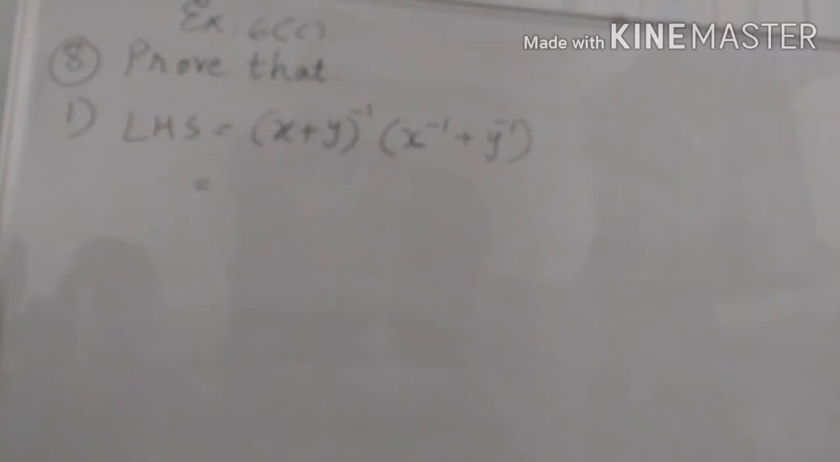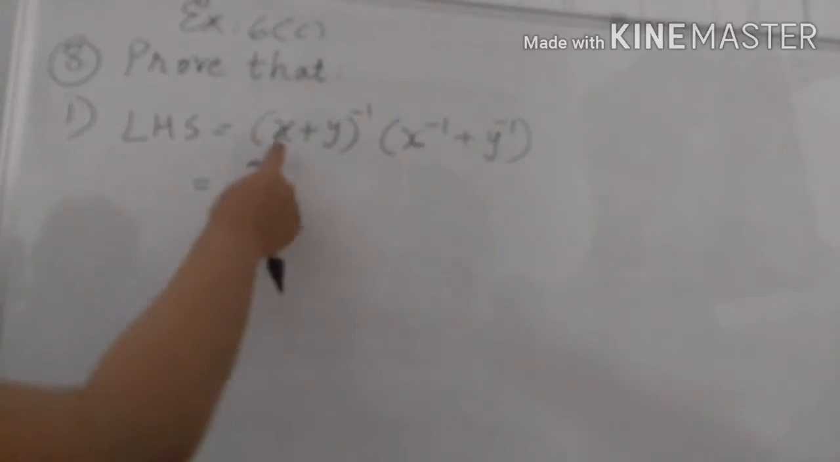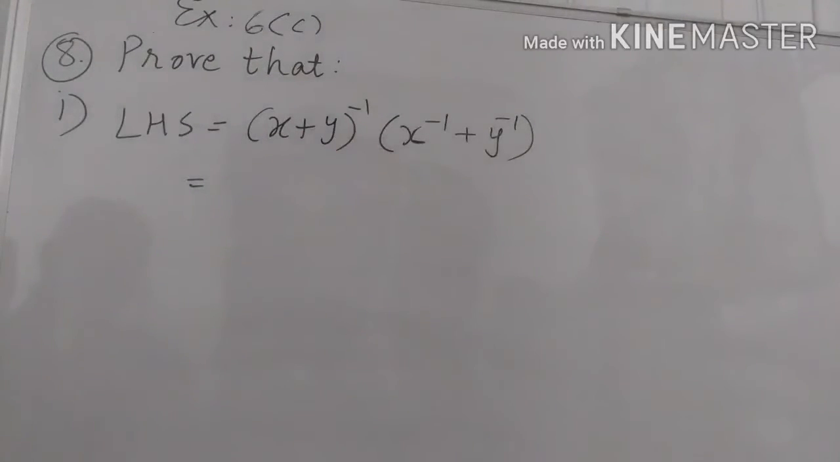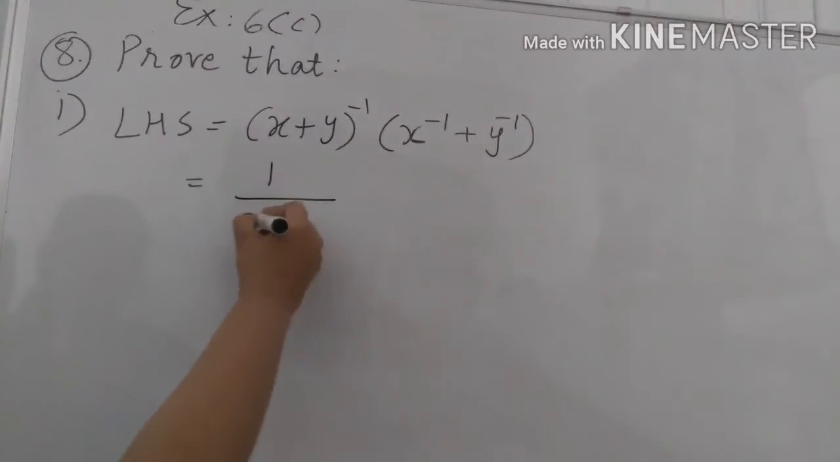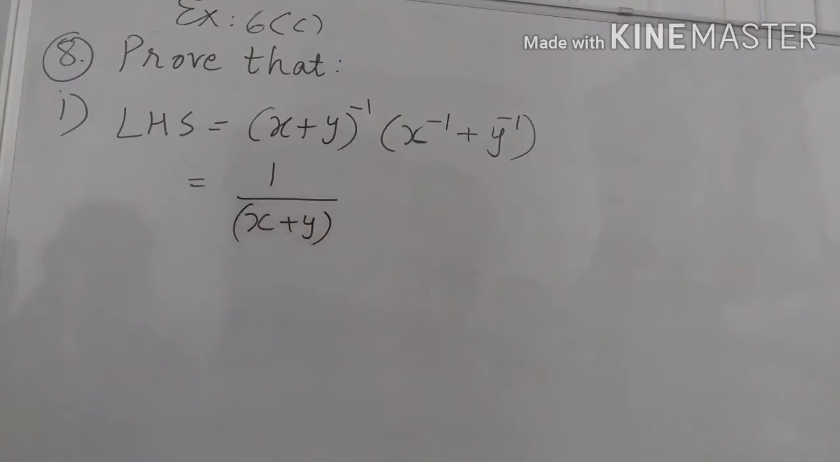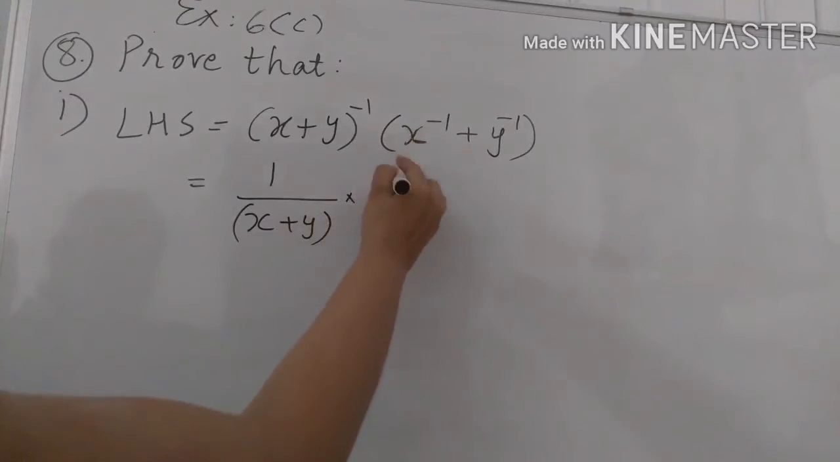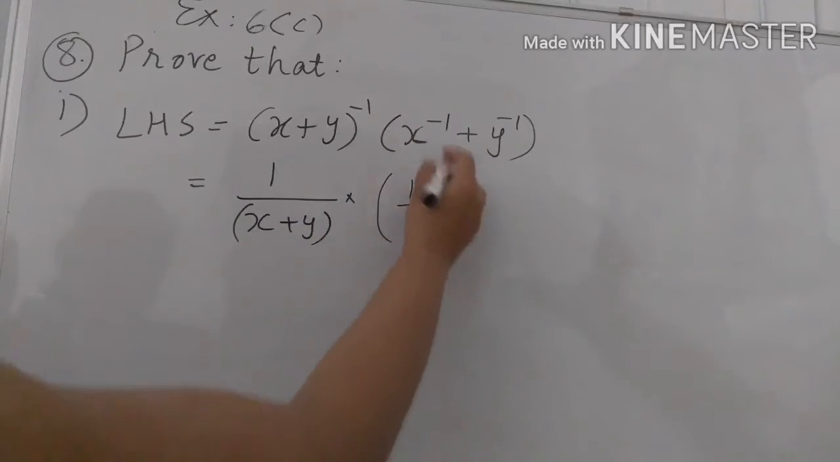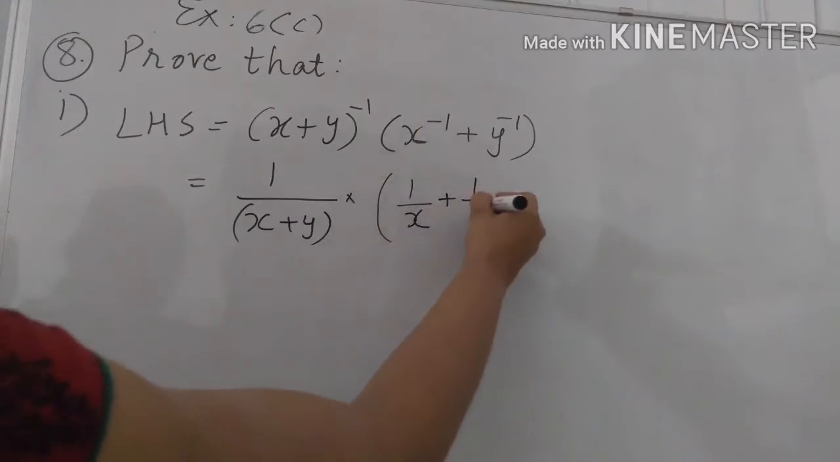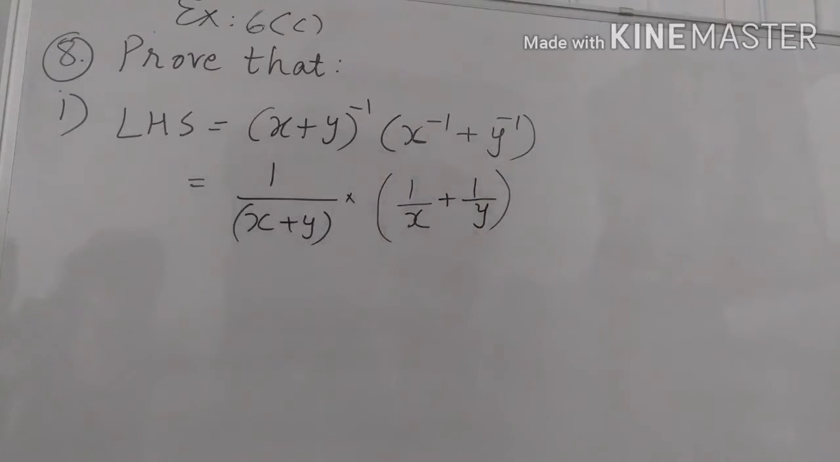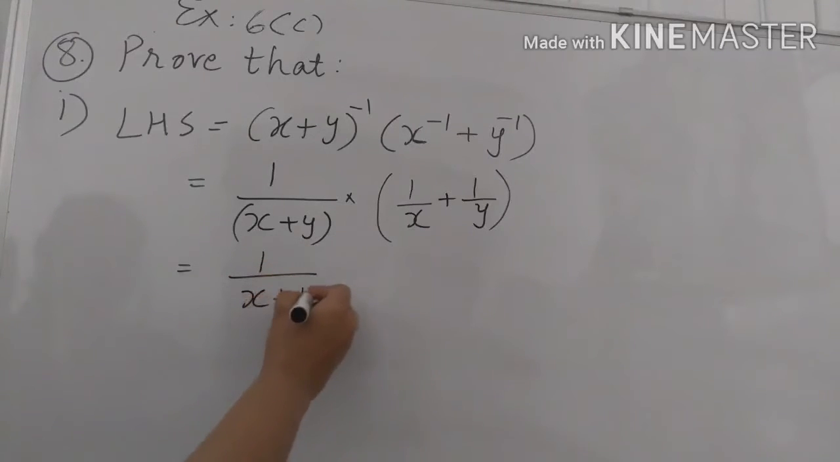Now exercise 6C, question number 8, prove that type of question. Here I have already written the left hand side of question number 8 first. So here we start our proof. This is x plus y whole raised to minus 1. So I can write this whole bracket in the denominator to change the negative power into positive. And in multiplication, this second bracket also we will write with a positive power by taking the reciprocal. So 1 by x plus 1 by y. This is 1 upon x plus y as it is.